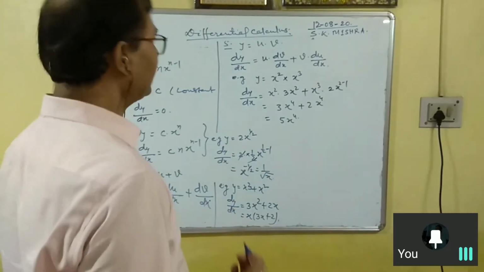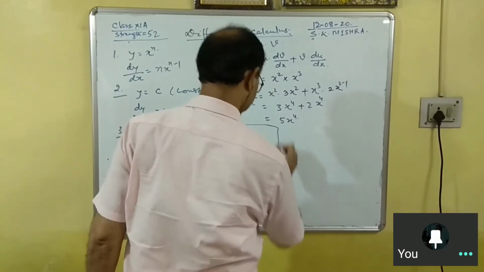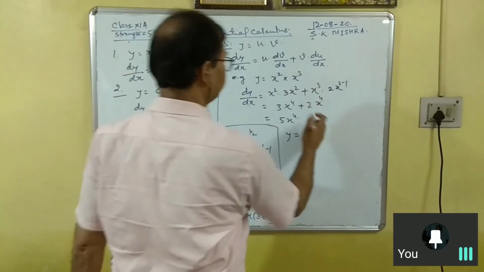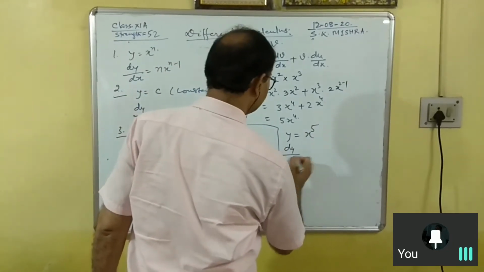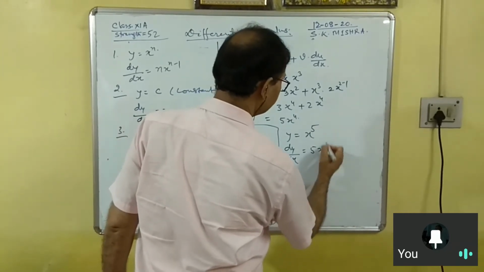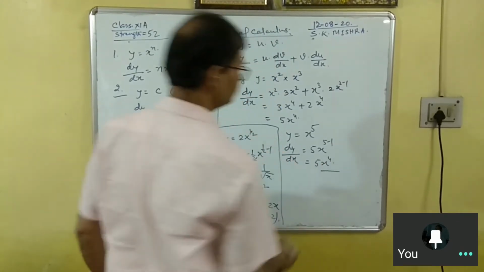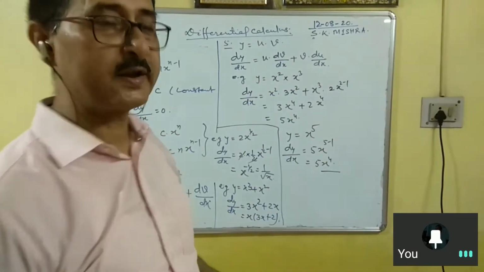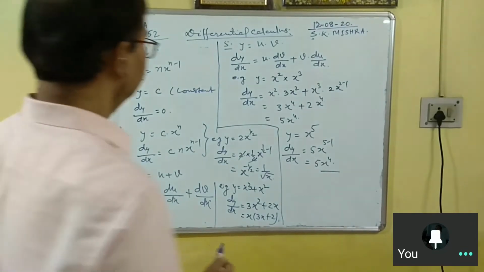If you see it directly, y is nothing but x raised to 3 plus 2, that is x raised to 5. And if you differentiate directly without using the product rule, it is 5x raised to 5 minus 1. So how much is it? 5x raised to 4. So we are getting the same thing. It means this formula is correct. Product rule, u into v. And the last one is divide.